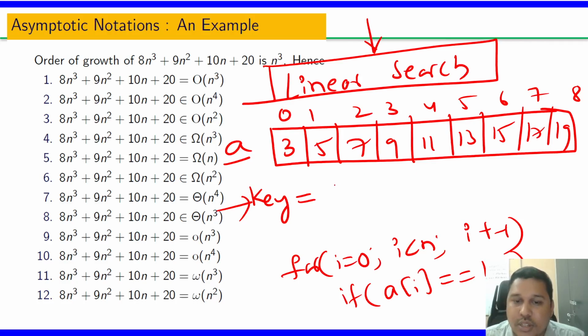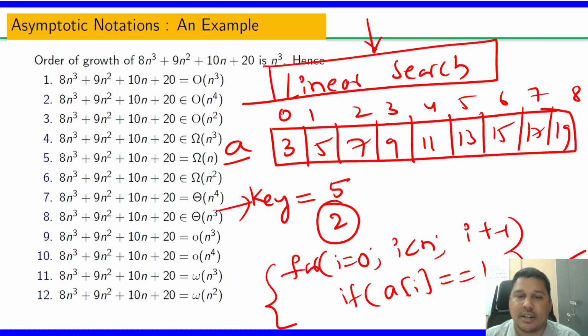Now, suppose I give the key value as 5. How many times is this for loop running? The first time it goes to index 0, that is 3. 3 is not matching with 5. The second time it will come here. 5 is matching with 5. Over. In 2 iterations, I got the answer that it is available.